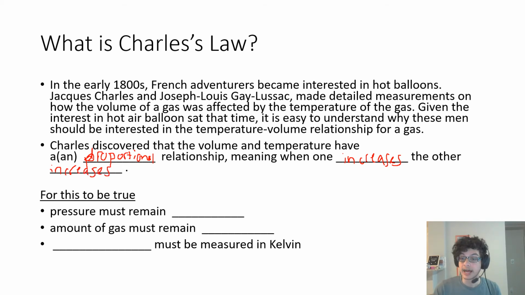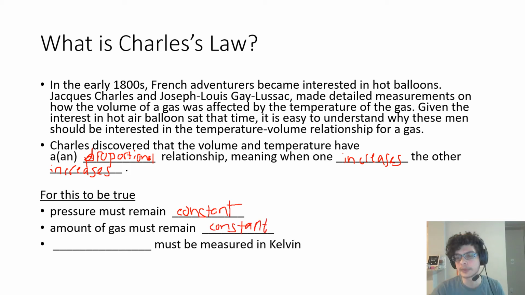So for example, if I wanted to increase the volume and I'm able to, maybe to inflate this hot air balloon, I want to increase the volume of the balloon. Maybe I could heat up the air with like that little flame burner, right? And if I heat up the air, temperature goes up, so volume goes up and everything expands. For this to be true, just making sure everything else remains constant. So pressure must remain constant. The amount of gas must remain constant.